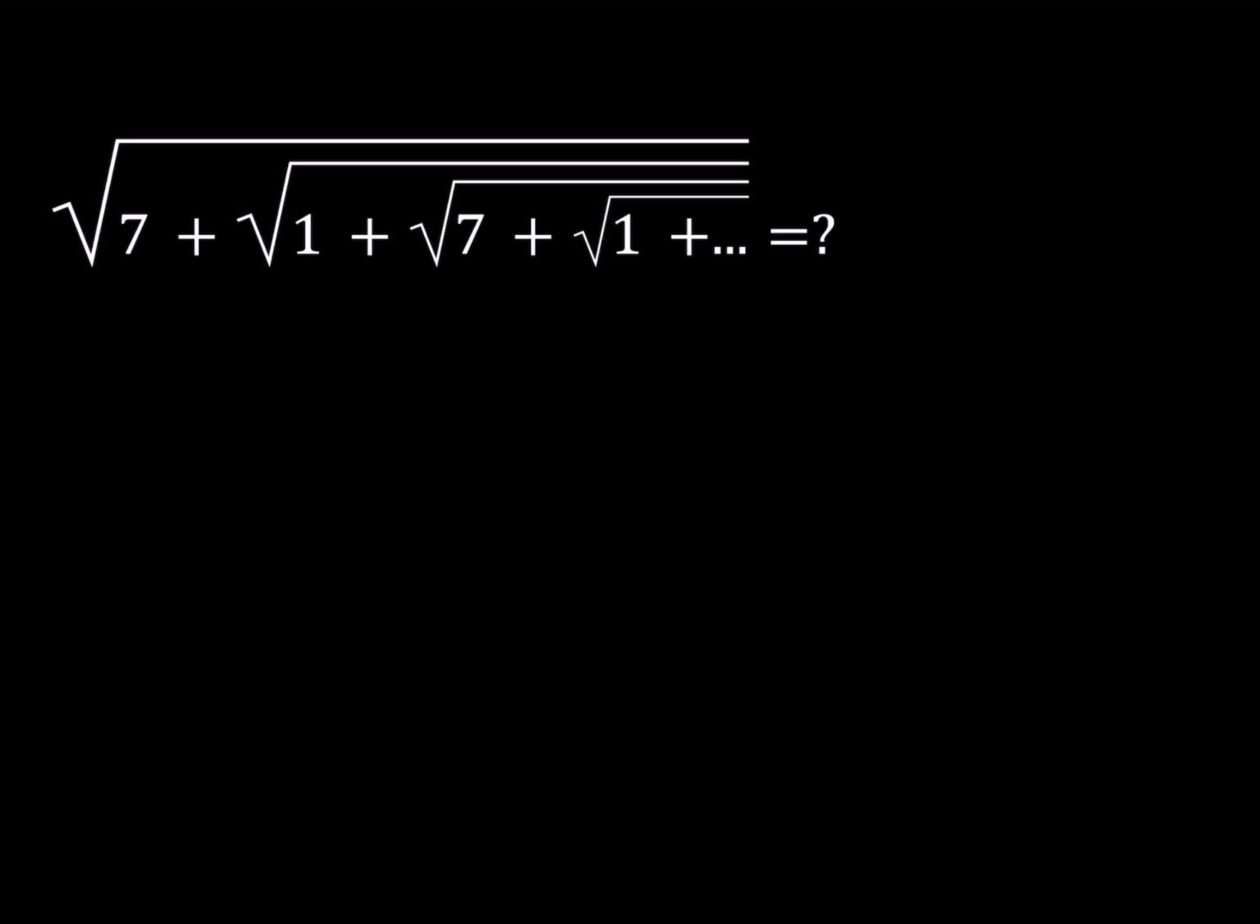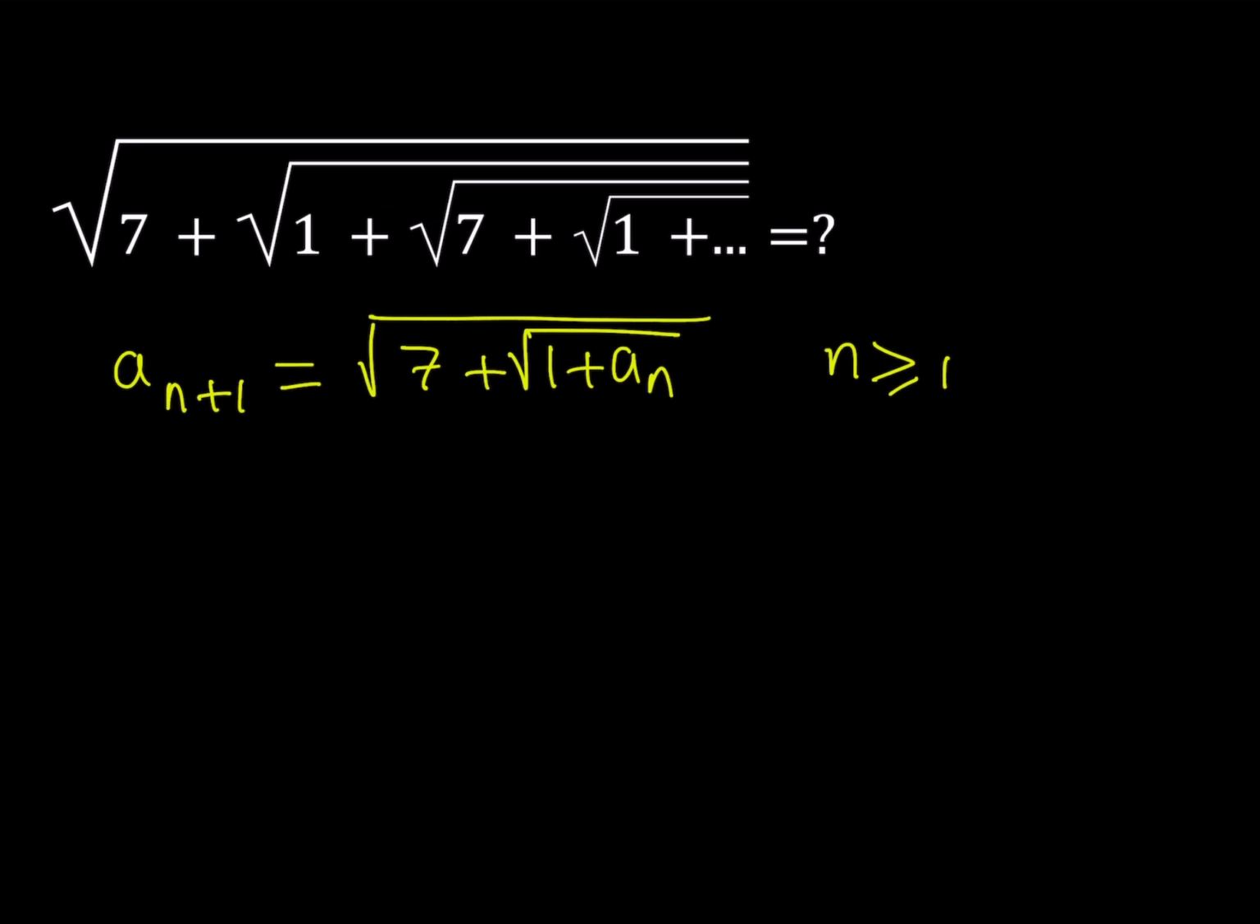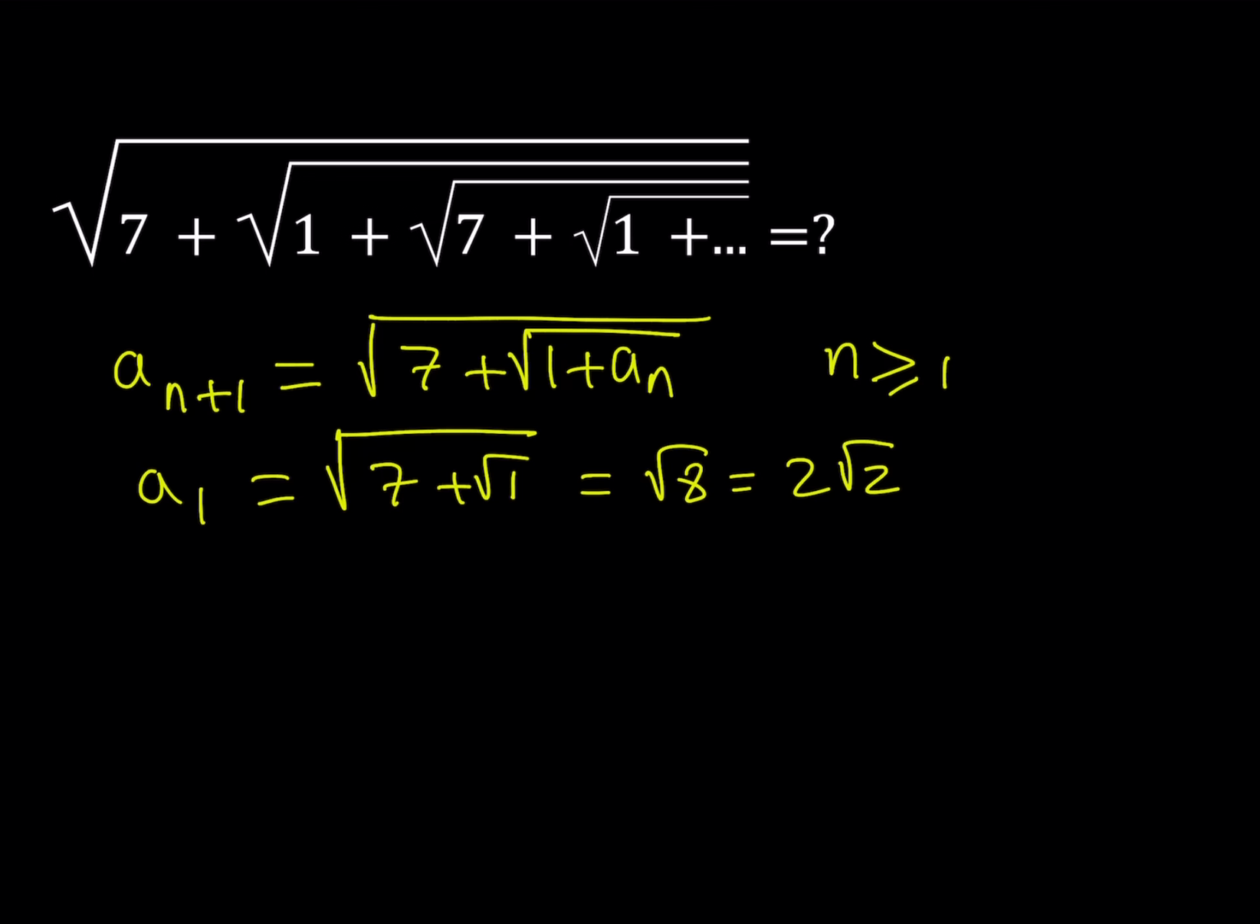So we're talking about a sequence that can be written like this: a sub n plus 1 equals the square root of 7 plus the square root of 1 plus a sub n, where n is greater than or equal to 1, and a sub 1 is defined as the square root of 7 plus the square root of 1, which can be written as the square root of 8, which can be written as 2 times the square root of 2.